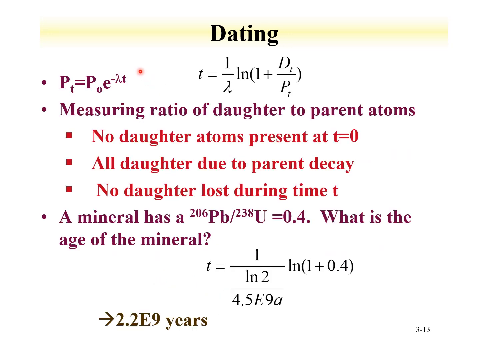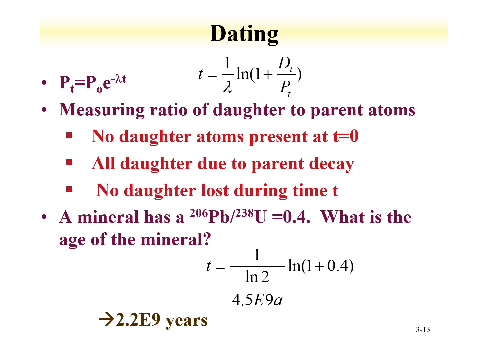So we basically rearrange this. The amount of parent at time t equals the amount of parent that's initial times e to the minus lambda t. Let's rearrange this equation. Solve for t. And it becomes the amount of parent at time t, daughter at time t, and the decay constant. That's all we need to know to determine the date.